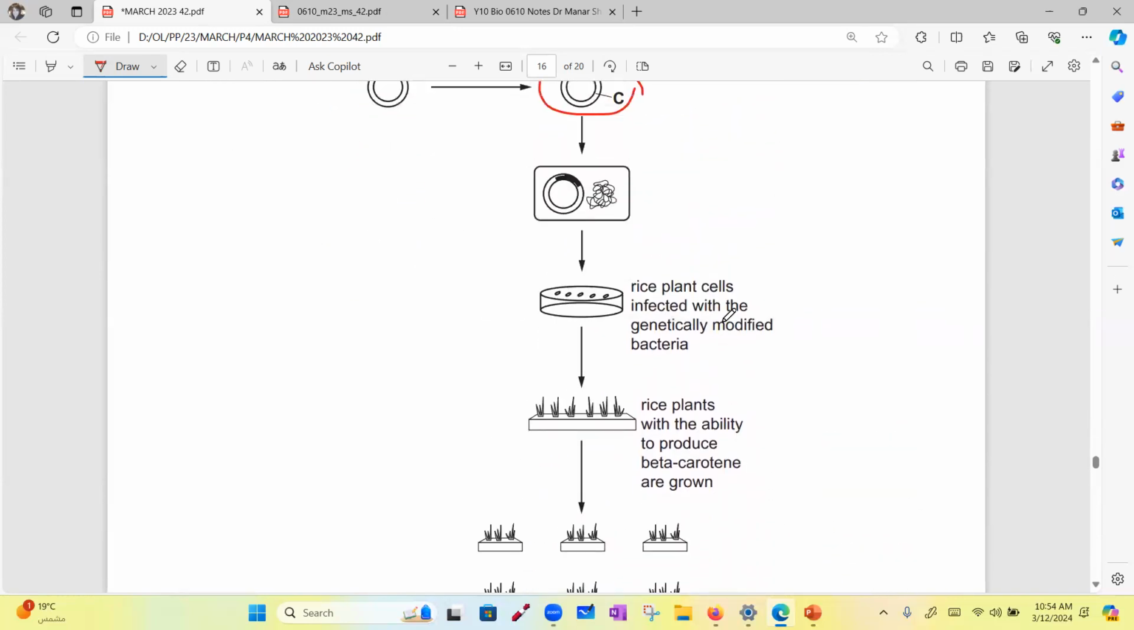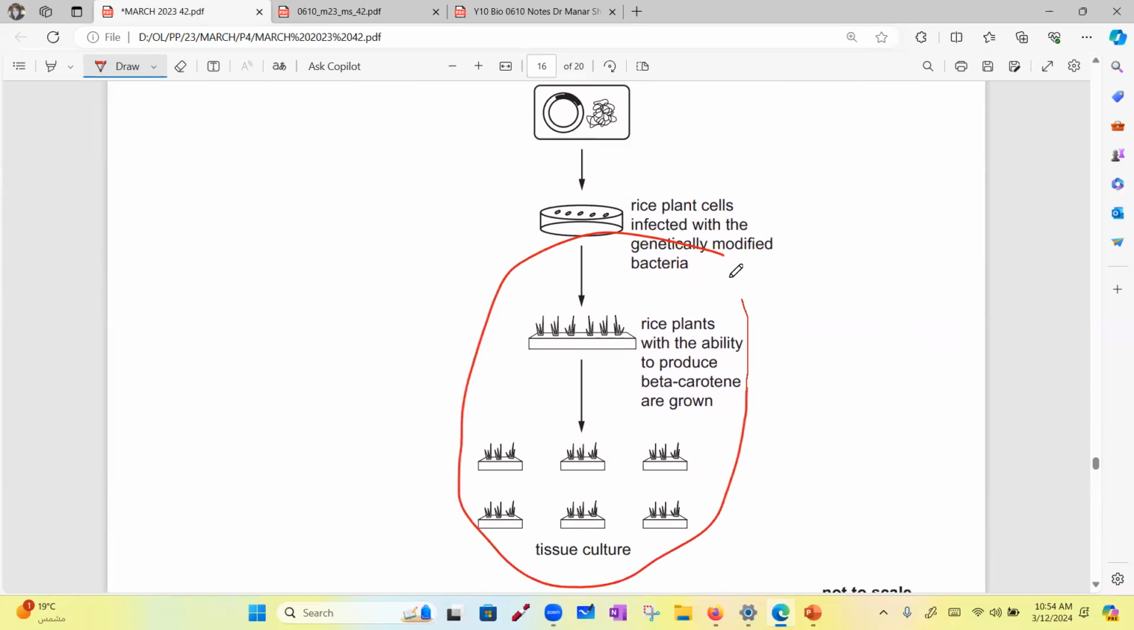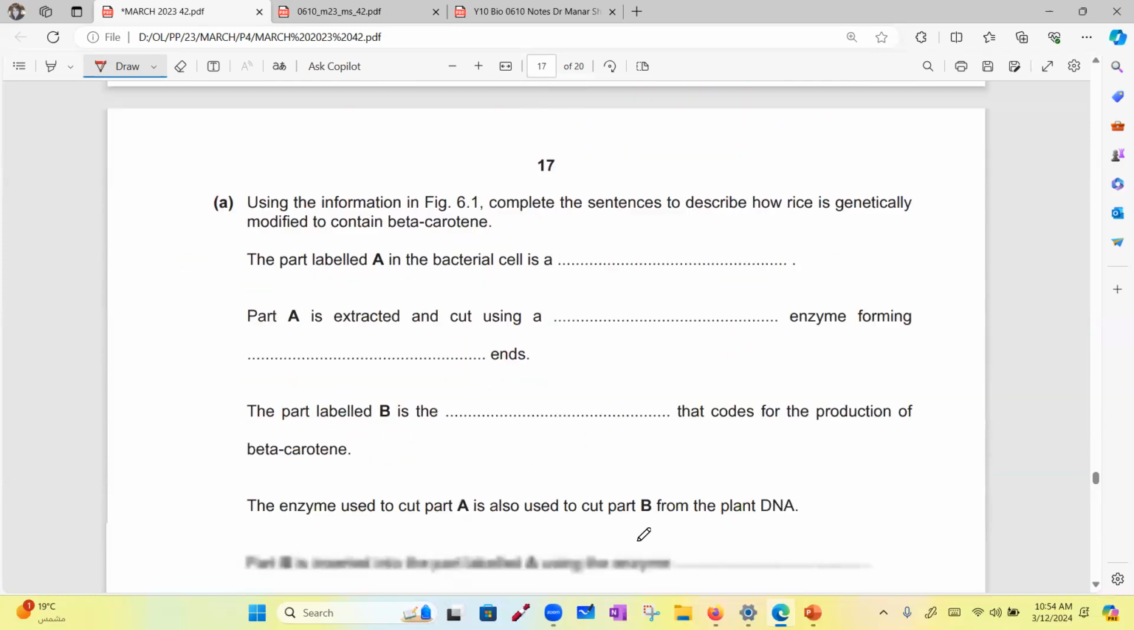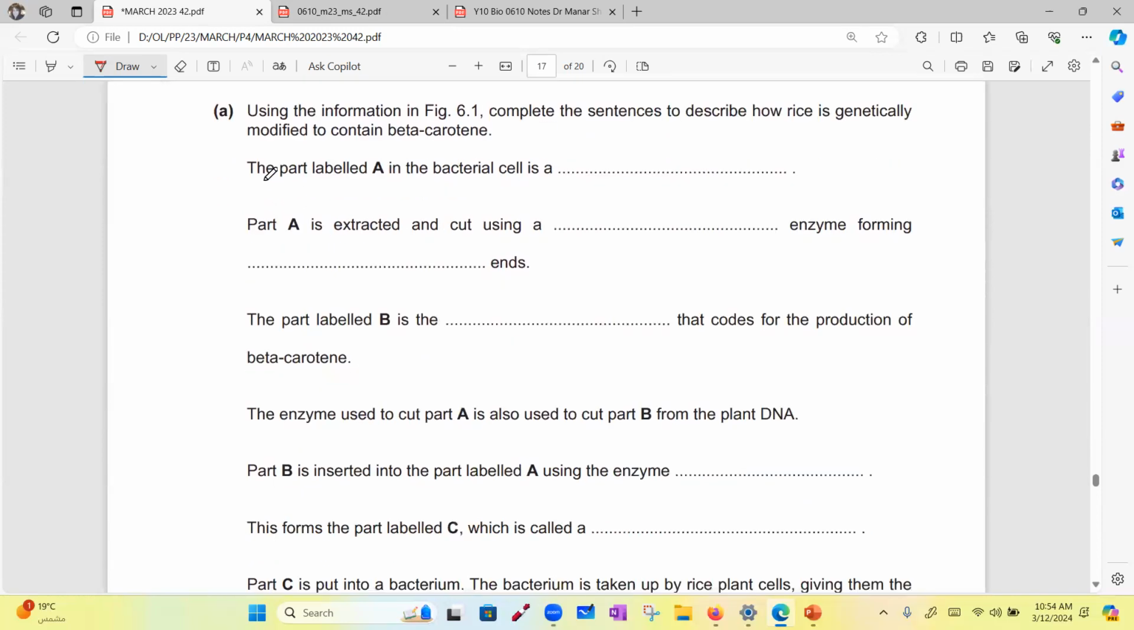And then here, what happened? Which type of reproduction happens here? Tissue culture. Sexual or asexual? Asexual, of course. Good. Continue this on your own and tell me.